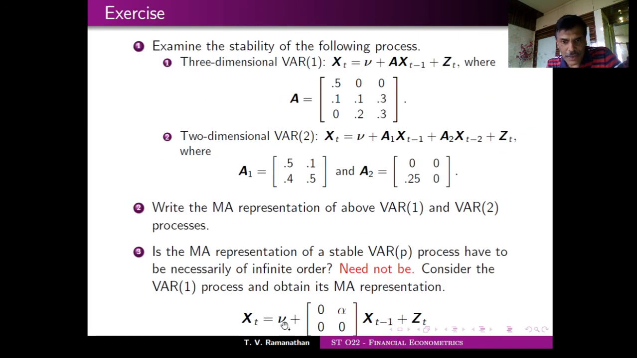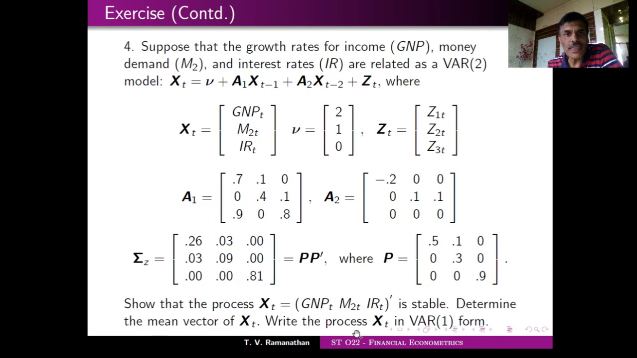So, for example, you write the MA representation of this and show that the higher powers of this matrix are going to be zero after a stage. What is that stage? It is your exercise. Okay. So consider the VAR(1) process and obtain its MA representation. This is what you are supposed to do here.